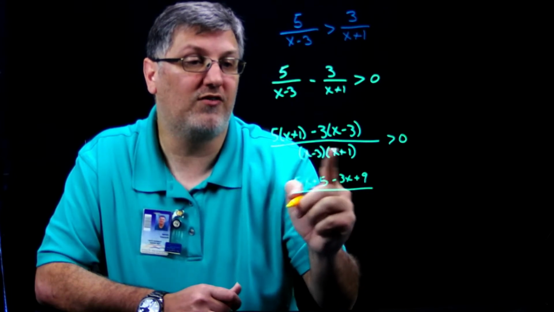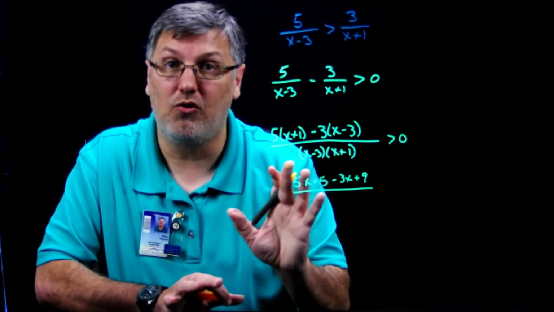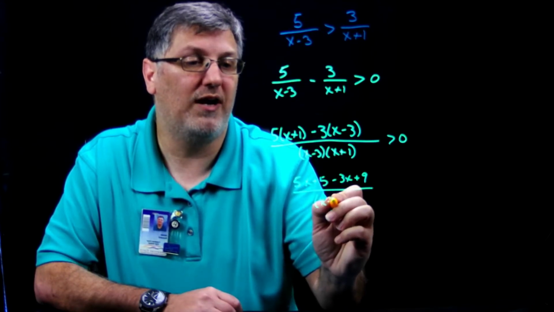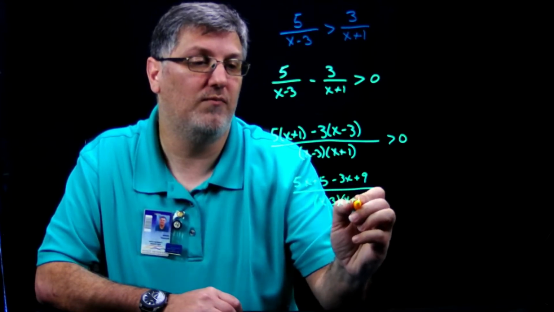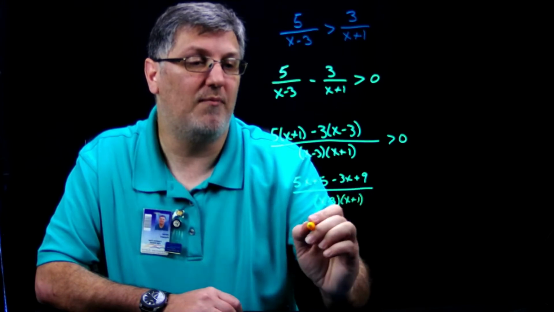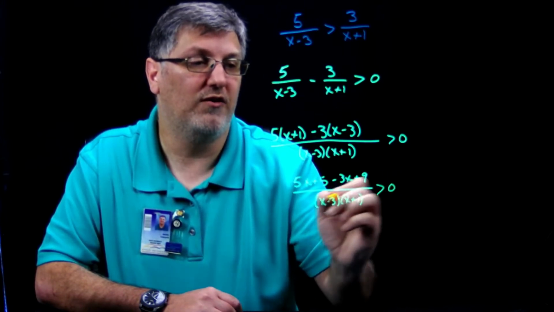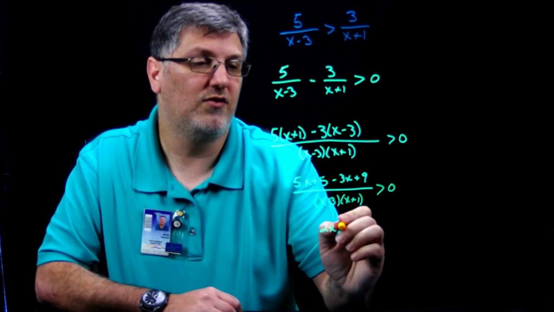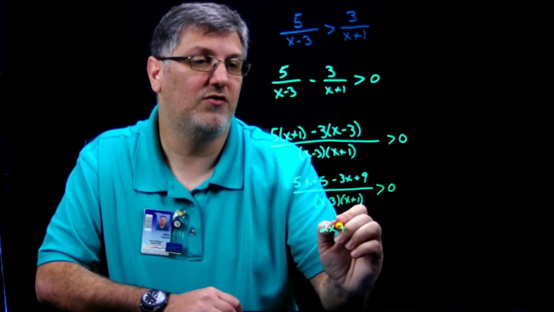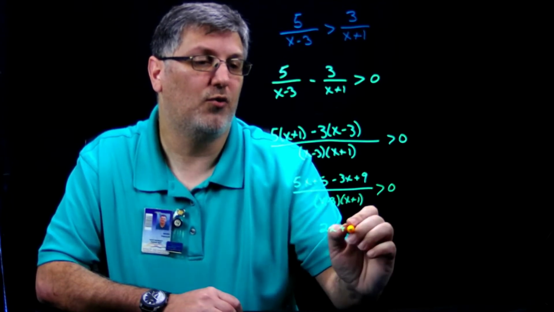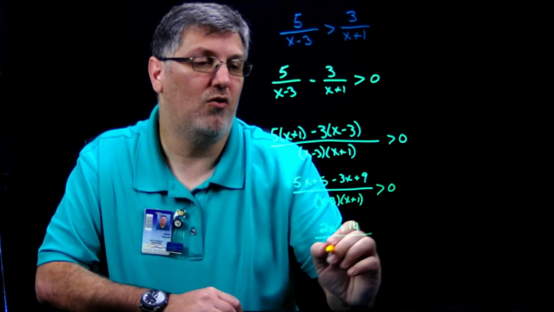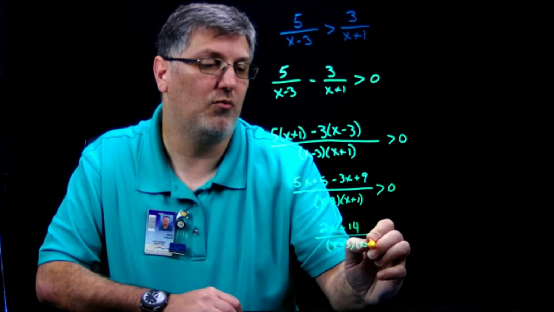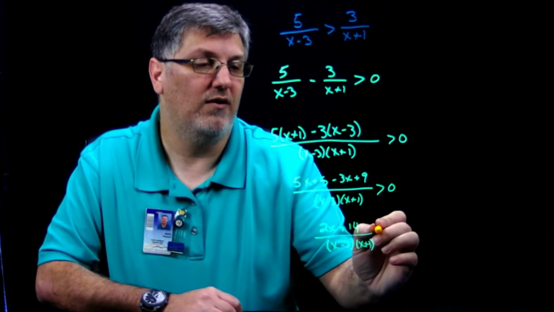Make sure you distribute it all over. I'm not going to multiply out the denominator, I'm going to leave it like this because ultimately we want to get it to factored form. So now we have x minus 3 and x plus 1. Now let's clean up the top. Don't forget our greater than 0. Cleaning up the top, I've got 2x plus 14, over x minus 3 and x plus 1, greater than 0.